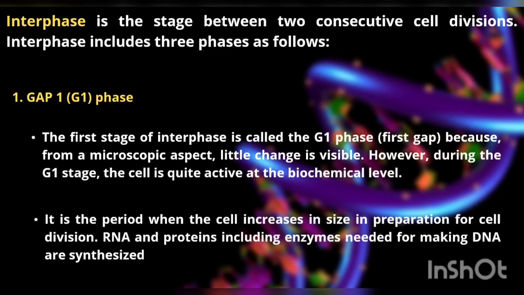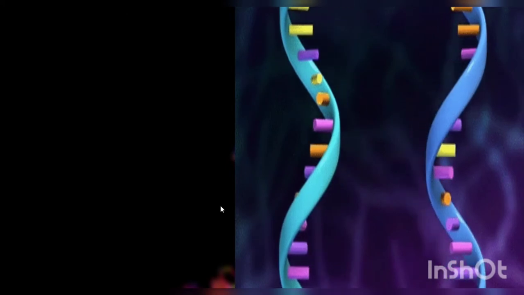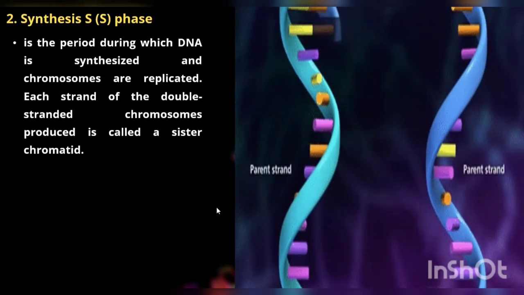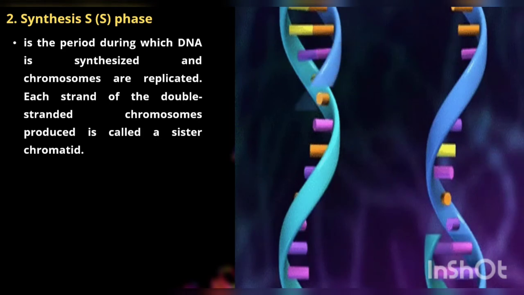It is the period when the cell increases in size in preparation for cell division. RNA and proteins, including enzymes needed for making DNA, are synthesized. Now let us have the S phase or the synthesis phase. It is the period during which DNA is synthesized and chromosomes are replicated.